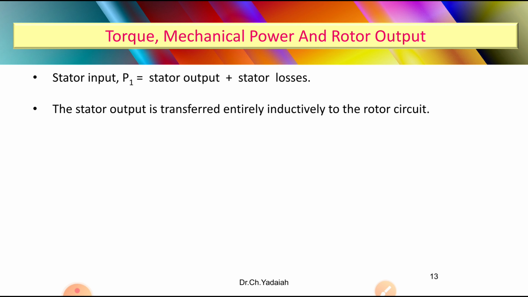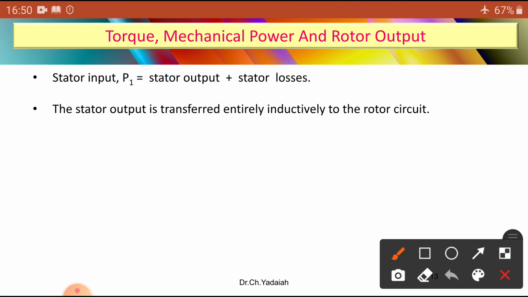Similarly, we are going to write the similar. The stator output is transferred entirely inductively to the rotor circuit. So what is happening here? Here the stator input P1, in the form of electrical energy, is equal to stator output plus stator losses. What are the losses here? Iron losses and copper losses of stator.